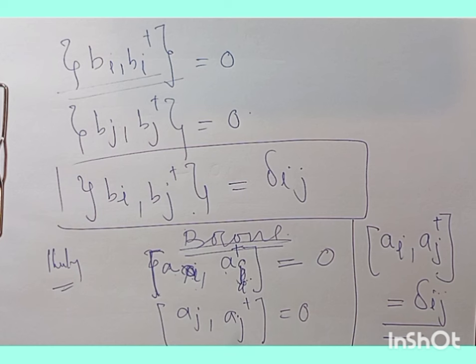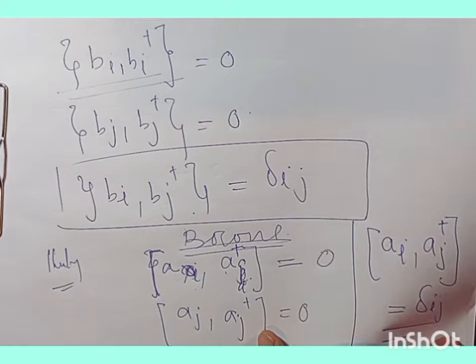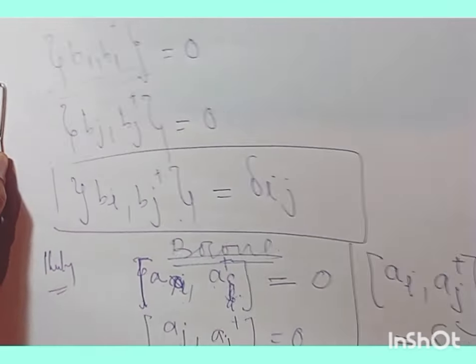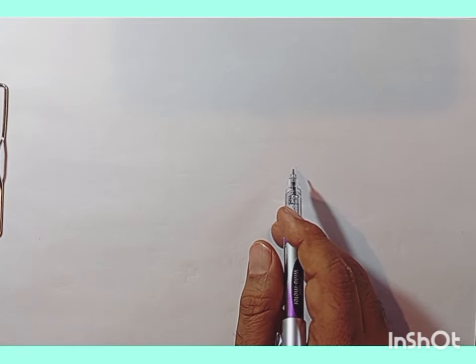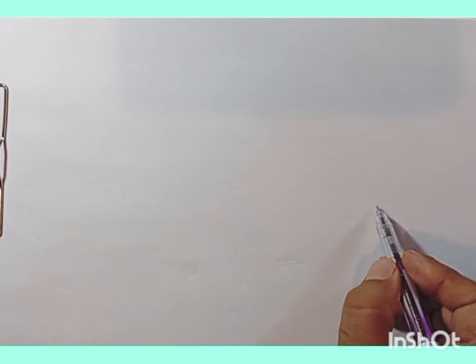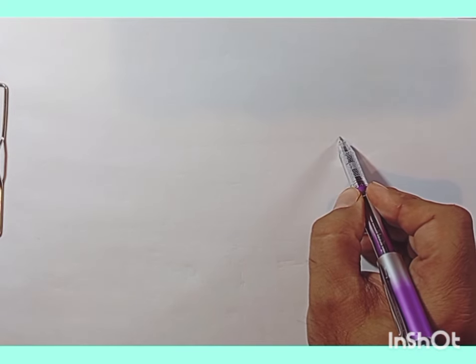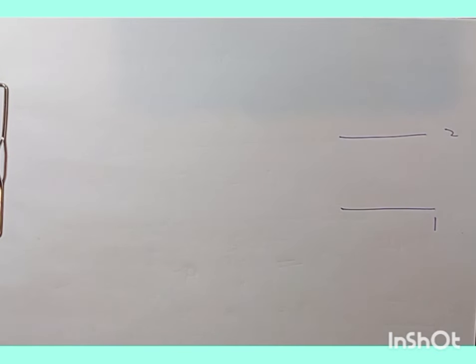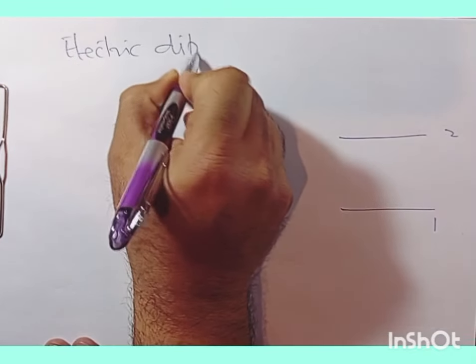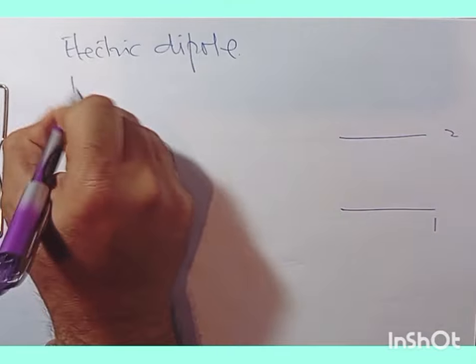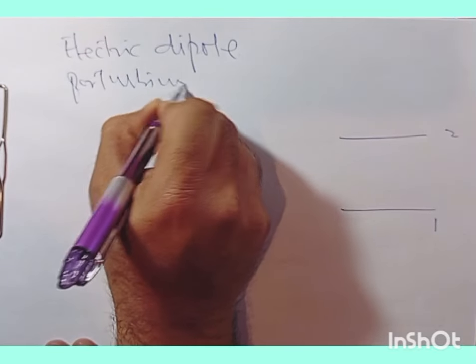This will make some foundation for our discussion in understanding the interaction of radiation with an electron. From here, we start by assuming that we have some level 1 and some level 2. What we do is take the electric dipole perturbing Hamiltonian.